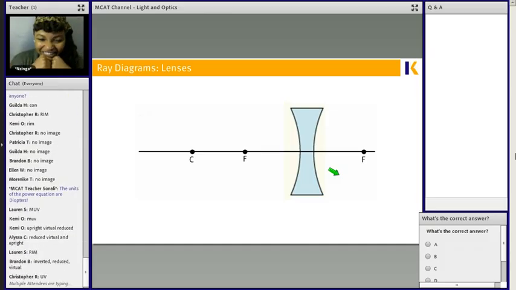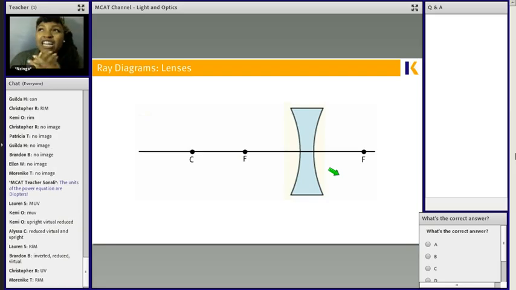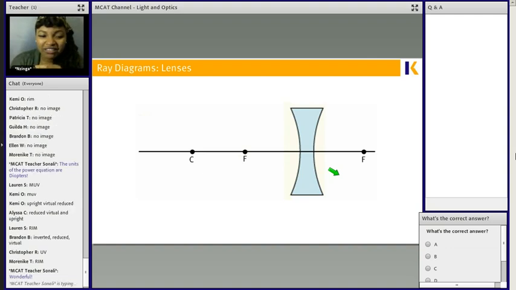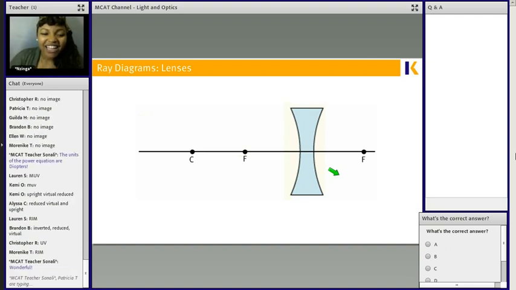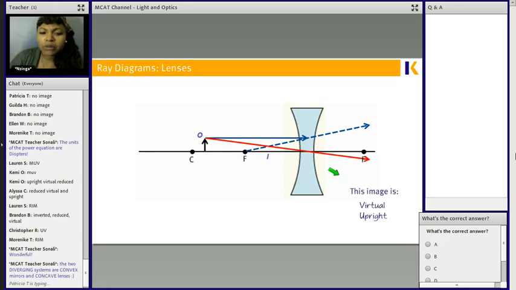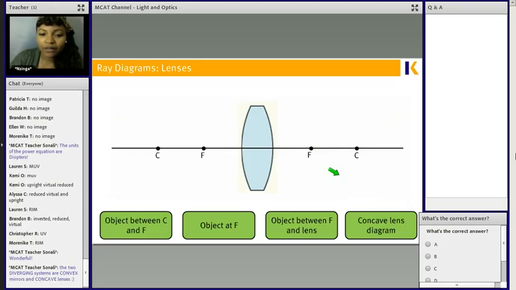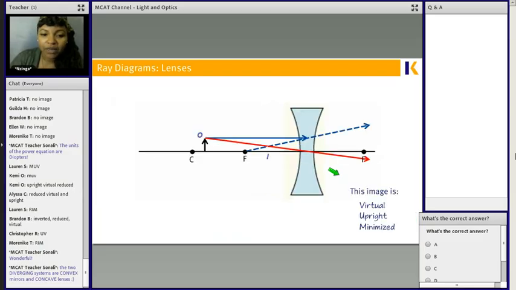Good. Just think about that security mirror. It makes all the images smaller. They're virtual, okay? And you know that they are in fact going to be upright. So don't worry about the individual diagrams. Worry about what's going to be the result of this idea. And you can take a screenshot of this if you'd like.